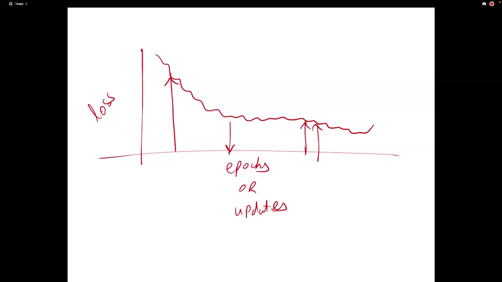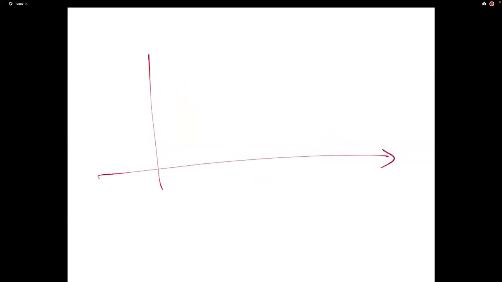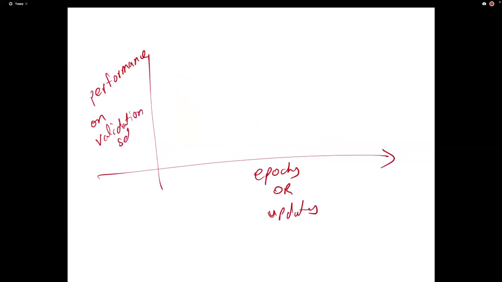Okay. Another approach is you plot a different curve. On the horizontal axis, you have exactly the same things, epochs or updates. On the vertical axis, you have performance, and I'll talk about that in a minute, on the validation set, also known as the dev set. Performance could be the actual metric that you care about. It could be accuracy or F score or the squared error or anything that you're going to measure on future examples. And here, maybe what might happen is the curve, again, it's stochastic, so it'll be bumpy.